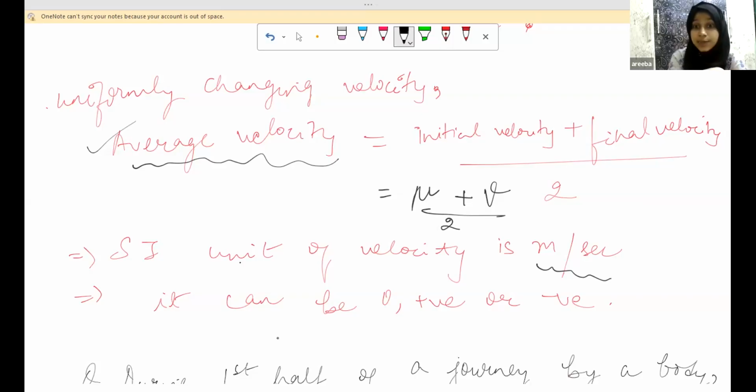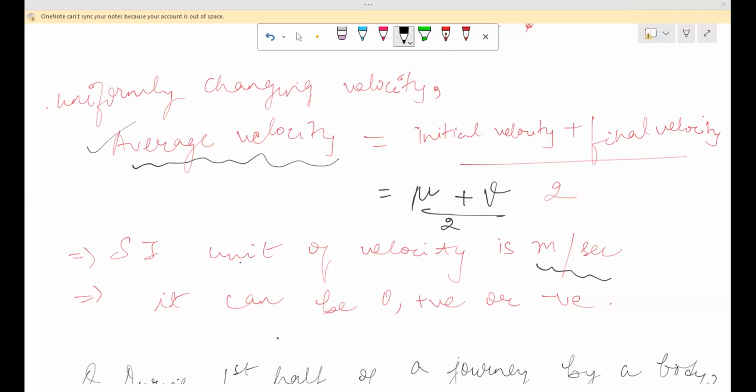Meter per second. Displacement. For displacement, your voice was stuck, so I thought. Yes, tell me, what is the SI unit for displacement? Displacement. The meter per second square.